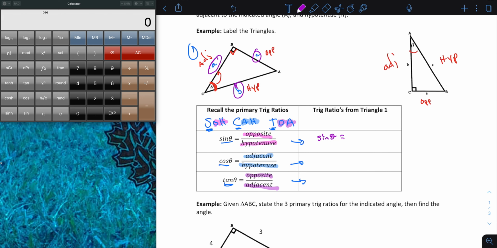So it's sine theta is equal to, we're going to call this triangle 1. Okay, the first one. And so what I want to do is write out the trig ratios from triangle 1 with the side lengths attached to opposite, adjacent, hypotenuse. Okay, so sine theta was opposite over hypotenuse. So I'm going to go find the side lengths that are opposite and hypotenuse.